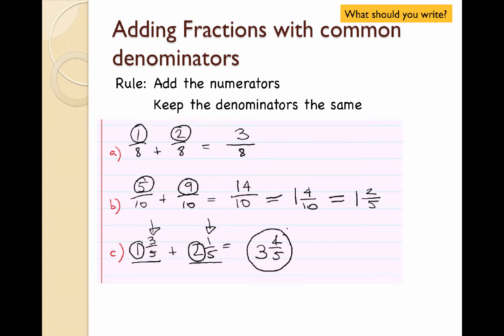So what should you write now? We'll start with a heading, adding fractions with common denominators, and then write down the rule: add the numerators and keep the denominators the same. Just writing down those 3 examples that I went through when I was writing them out is probably a good idea, so that you have something to refer to when you're going through your examples.